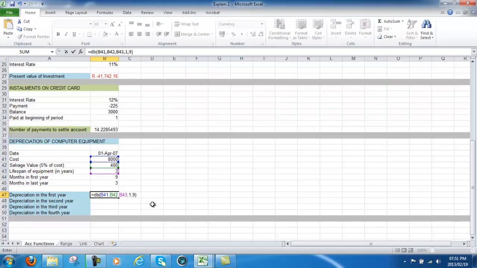If you bought something on the 1st of January, the month was 12, and then you do not have to fill it in. So that is the depreciation in the first year.